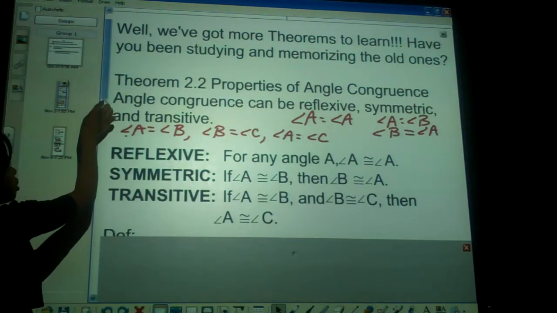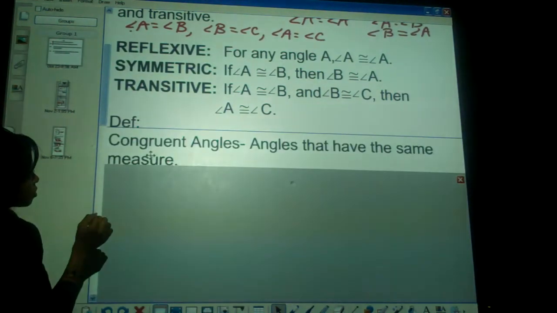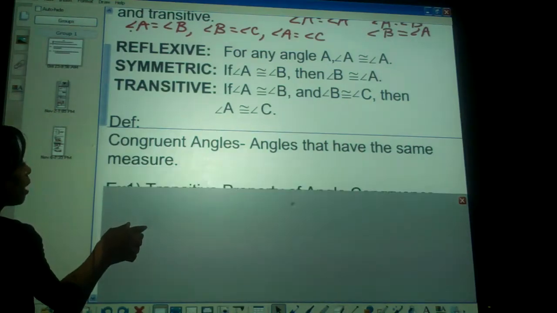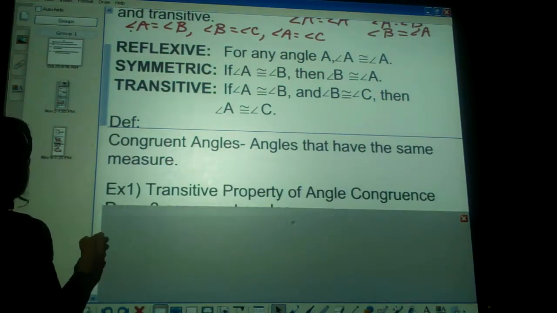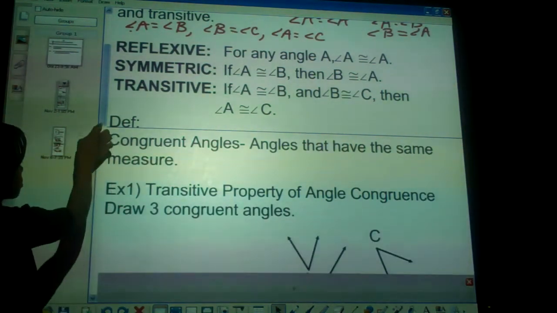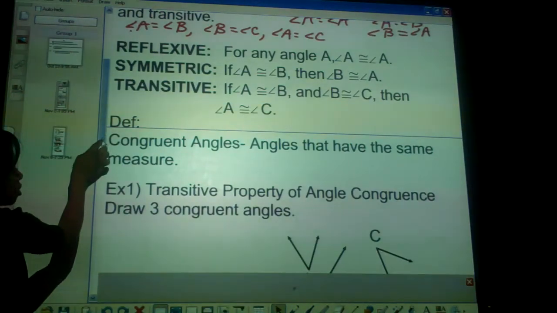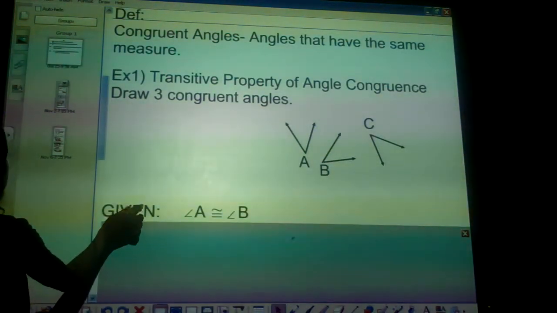Alright, some definitions. Definitions you want to commit to memory. Congruence postulates have the same measure. And actually I'm going to jump around here, just a little bit, you'll see in a minute. Okay, let's go here.